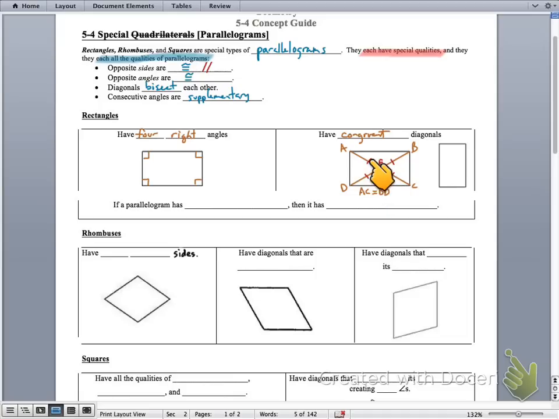So also note that because the diagonals are congruent and the diagonals bisect each other, then each of these pieces, AE, EB, EC, ED, those are all congruent pieces. That only happens with rectangles, that all of the pieces of the diagonals are congruent.